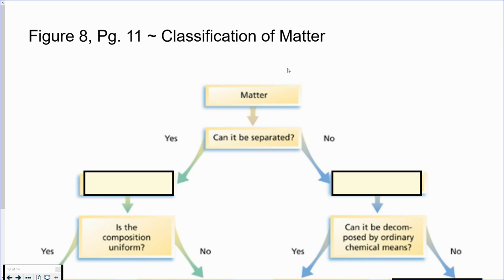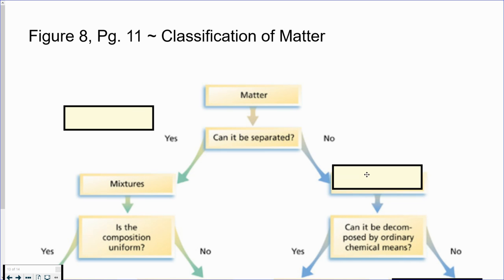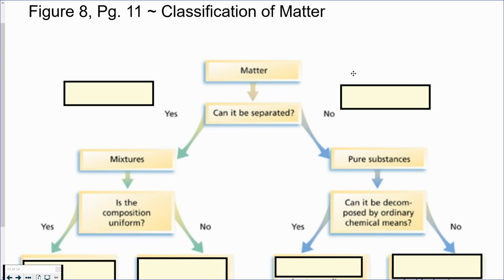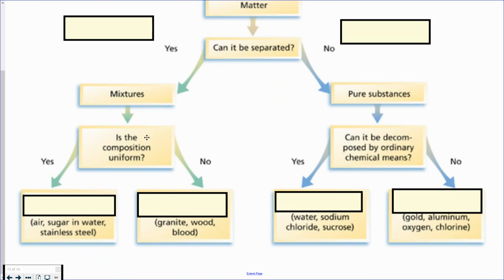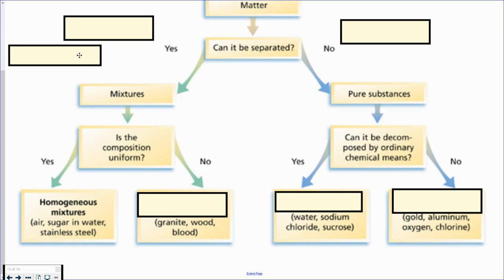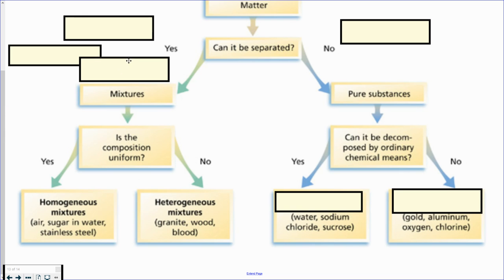Here is a great flow chart for classifying matter. So matter, can it be separated? If it's a yes, it's a mixture. If it's a no, it's a pure substance. Then, once you get to mixtures, is the composition uniform? If it's yes, it's a homogeneous mixture. If it's a no, it is heterogeneous.